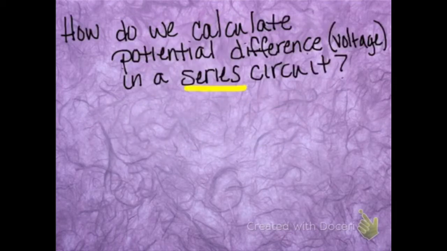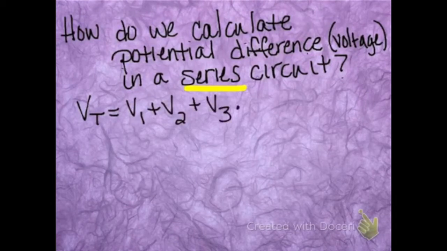Finally, we have voltage. So how do we calculate the potential difference, otherwise called voltage, in a series circuit? Well, voltage total is going to equal voltage 1 plus voltage 2 plus voltage 3, so on and so forth. So remember that voltage is always going to be different. It's your total. It's going to be added all together. So if voltage 1 is 1, voltage 2 is 2, and voltage 3 is 3, that means our V total is going to be 1 plus 2 plus 3, which gives us 6. So our voltage total is 6 volts.